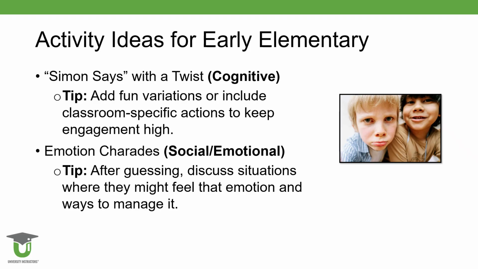How to play: the teacher gives commands, but students only follow them if prefaced with Simon Says. Occasionally, give multi-step commands like Simon Says count out 7 fingers and hold them above your head. EF skills targeted are working memory, by remembering all of the steps in the command, and inhibitory control, resisting acting if Simon Says isn't said. Tip: add fun variations to include classroom-specific actions to keep engagement high.